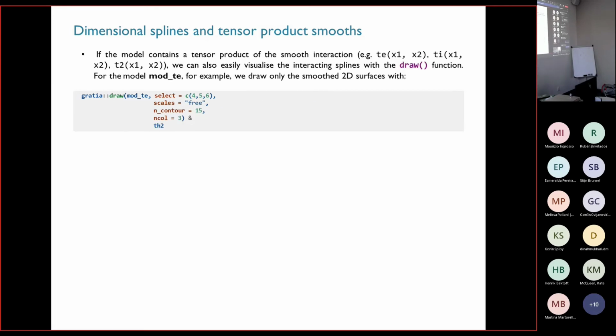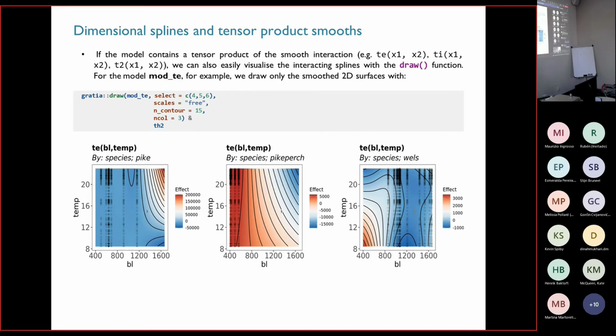Also for fitting models with tensor splines with the TE function or TI or T2, as I said before, when we use the draw function, we visualize the interacting splines. So we are showing here, in this case with a different color scheme, the BR and the temperature on the axis and the effects of the response. So different color gradients.